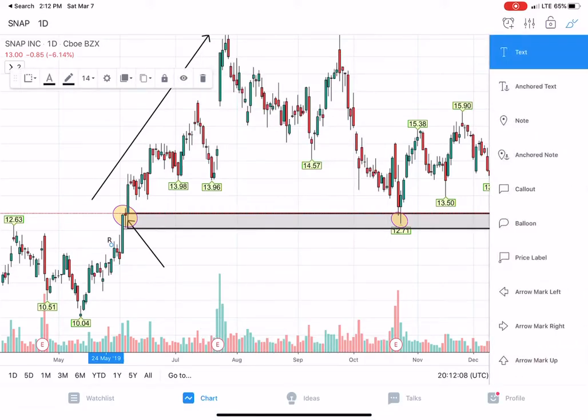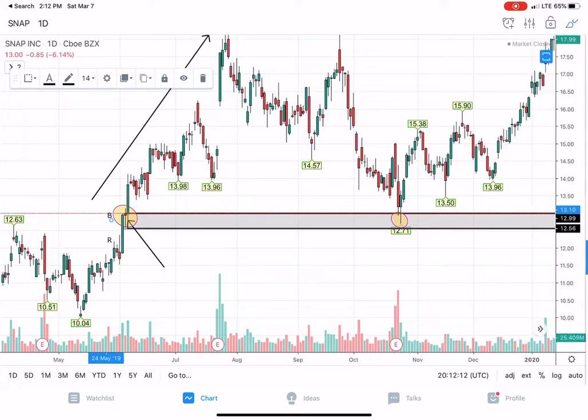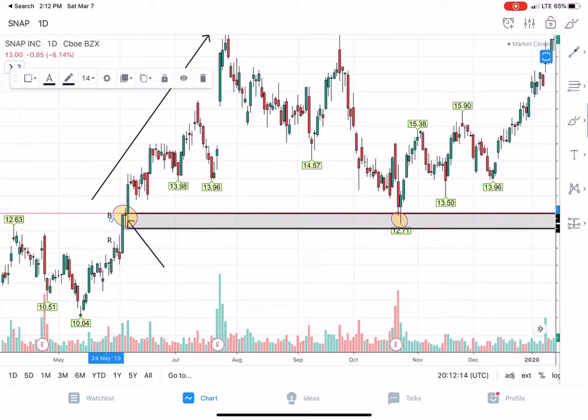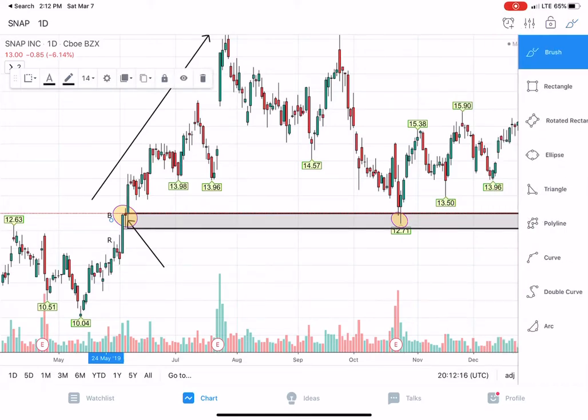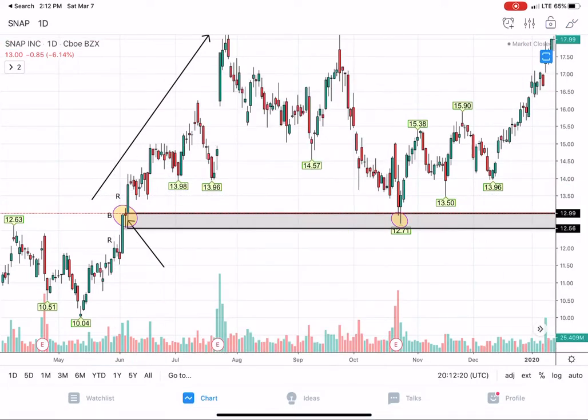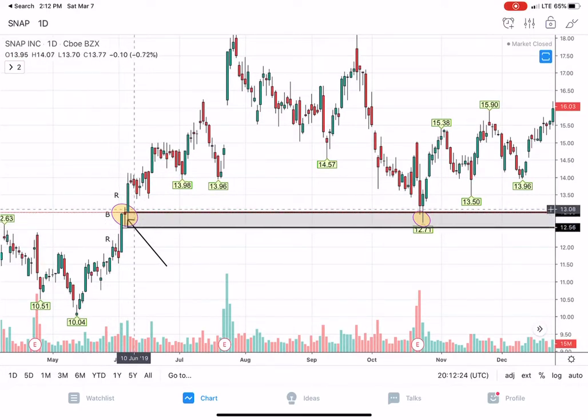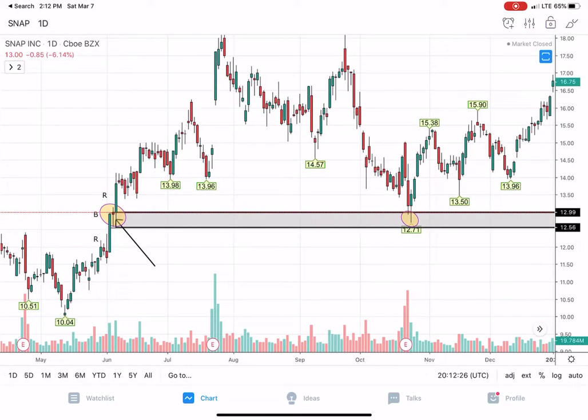Rally, base, rally. Okay. All right. So right at that basing candle, where this red doji is right here, rally-base-rally, that's where the demand resides.